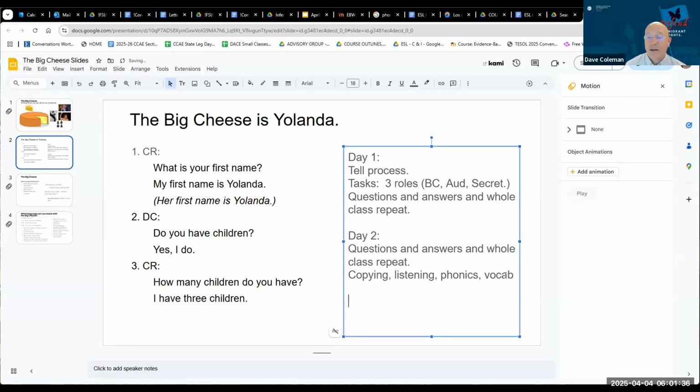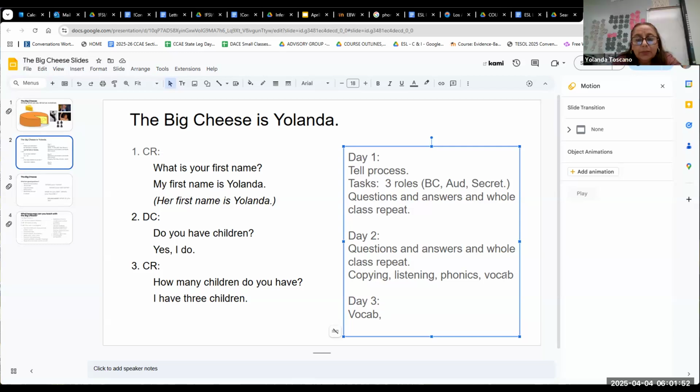Let's talk about day 3. What might you do on day 3? Maybe vocab. What other things do our literacy students need to learn? Basic writing or reading. Reading. Sight words. Yes, irregular ones. So we have the word have.